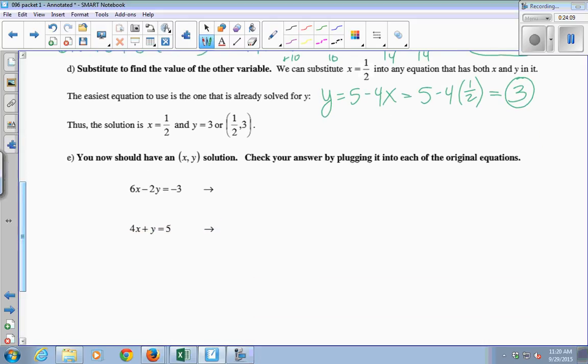All right, then we should check that our answers are actually solutions by plugging into the original equations. So I rewrote the original equations here. I'm going to replace the x with a 1/2 and the y with a 3 and make sure the equation is true. So 6 times 1/2 minus 2 times 3. Does that actually equal -3?